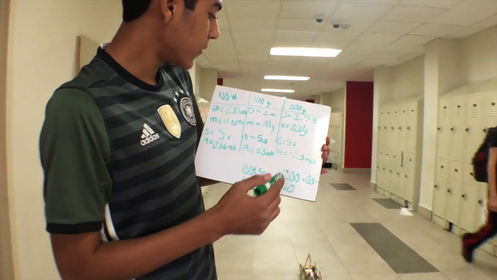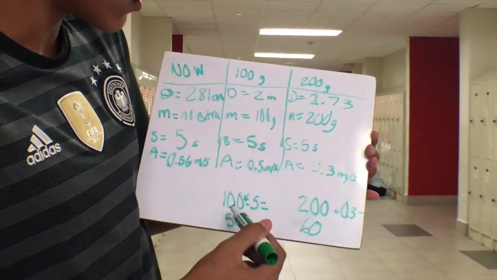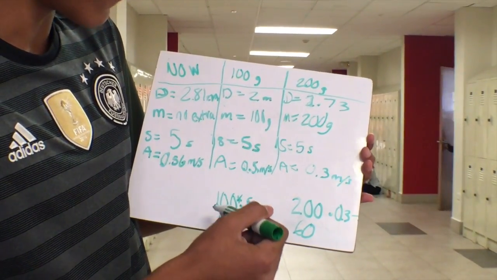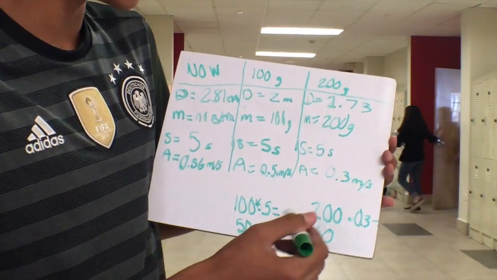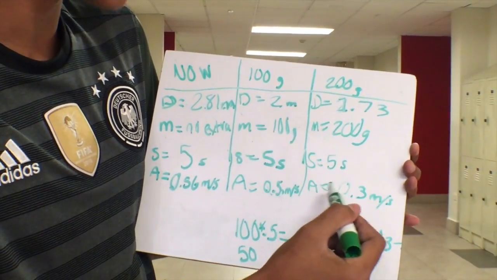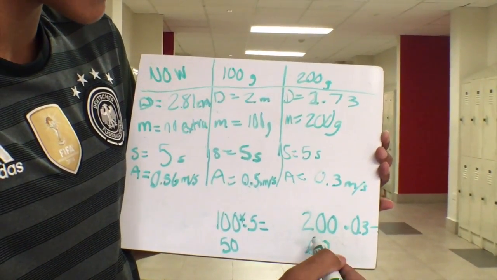Calculate the formula. You multiply the mass added to the car and the acceleration. So the mass is 100 times the acceleration, which is 0.5. You get an equals of 50, which is the force. So in the second one, you got a mass of 200 times the acceleration, which is 0.3. You multiply them and get a force of 60.